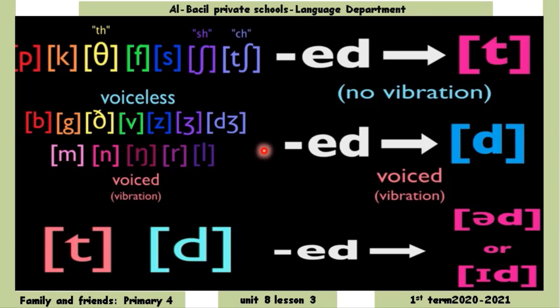But in case the past tense verb ends with a voiced sound like b, g, v, z, j, m, n, r, l, the voiced sound in the ending ed changes to d sound. The voiced sound means that there is a vibration. For example, smelled.